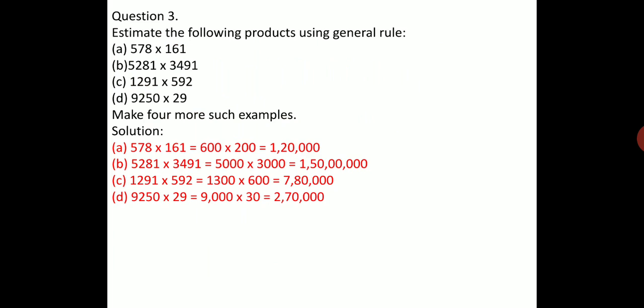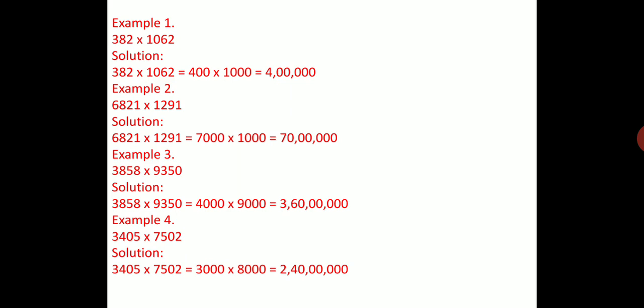Next, 9250 multiplied by 29, but in this you can see the number of digits in both the numbers are different. In one it contains 2, in one it contains 4. We can't follow the rule I told you. So here in one we are going to round off by tens, and in one we are going to round off by 1000. By rounding off to 1000 we get 9000, multiplied by 30, so it comes 2,70,000.